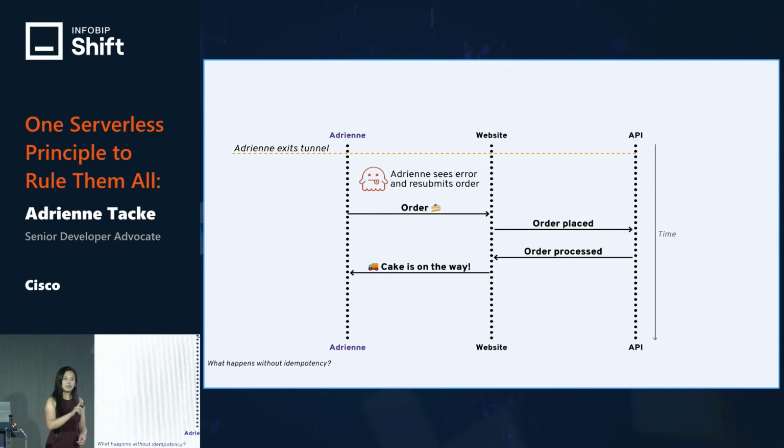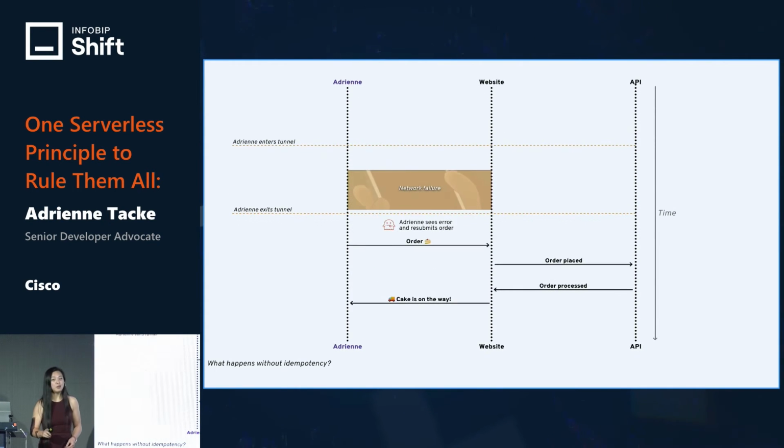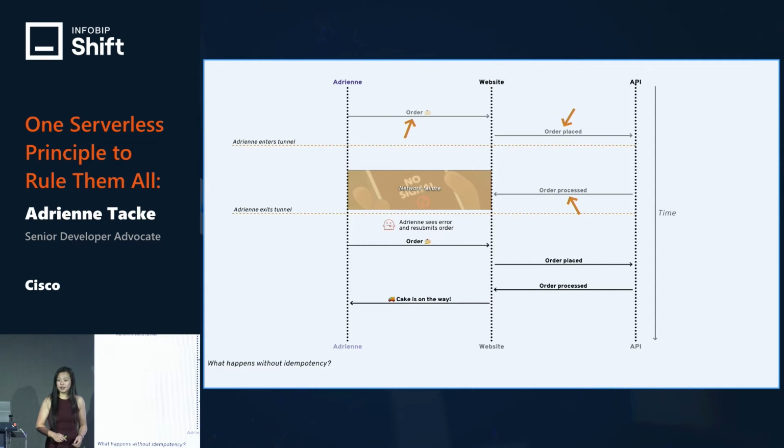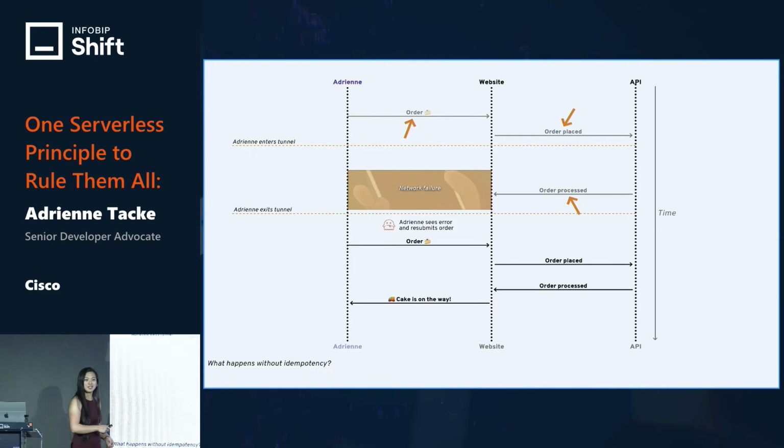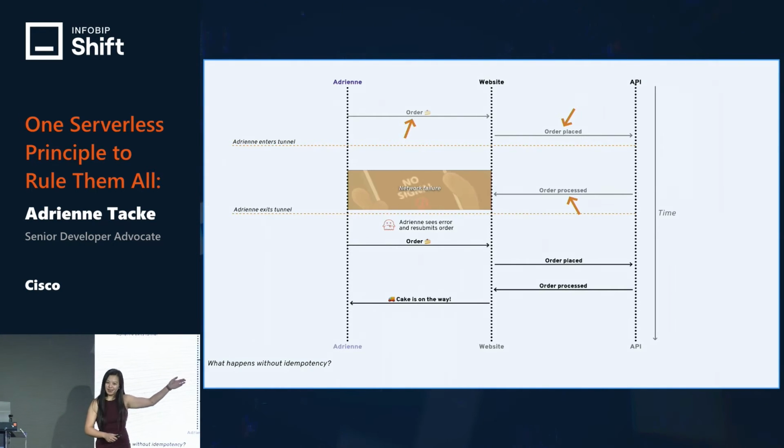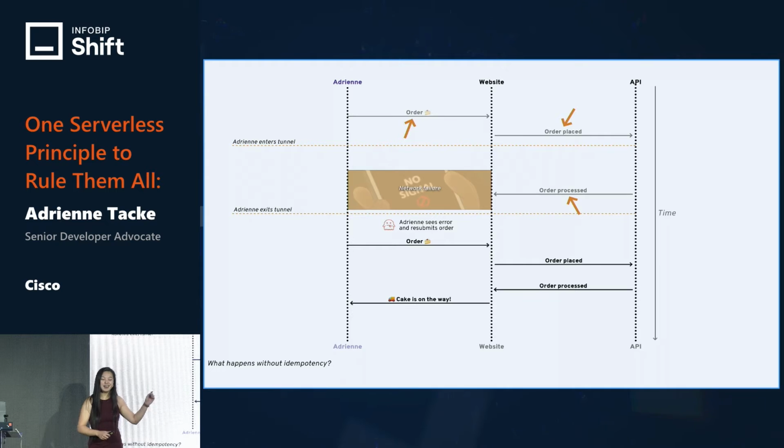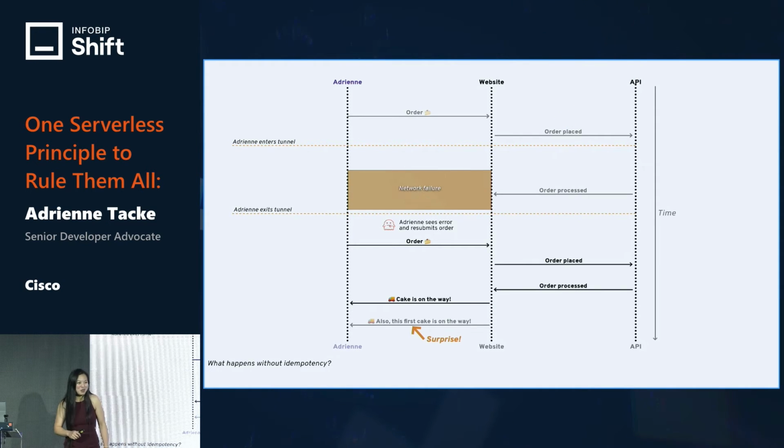But wait one second. If we zoom out on this timeline a bit, remember that request, the one that got processed while we were in the tunnel, that actually went through. Fried's actually processed that request. Fried made that order, they got that cake. There's a surprise cake coming on the way to me. So I'm gonna get 2 cakes, not 1.